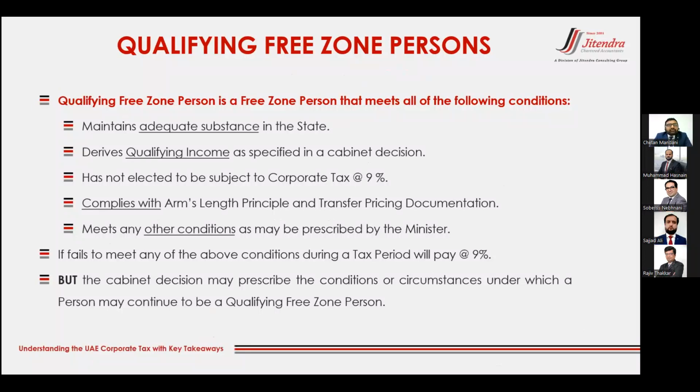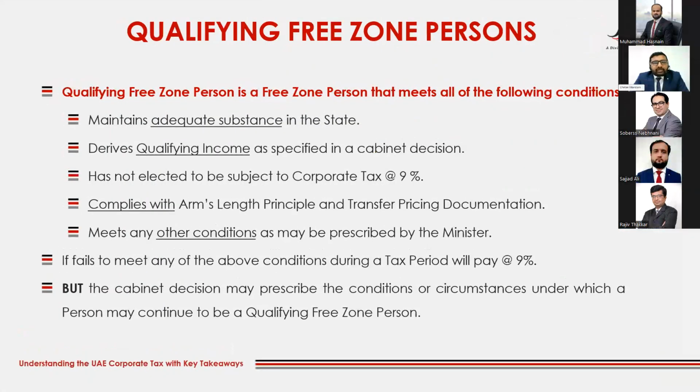As of now, we need to forget all this public consultation document, as we all know that the decree law is already out. So we have two tax rates for qualifying free zone persons. First one is 0% for the qualifying income and 9% for other than qualifying income. And what is qualifying income is again not defined yet and will be specified in the cabinet decision. So let's wait for the cabinet decision.